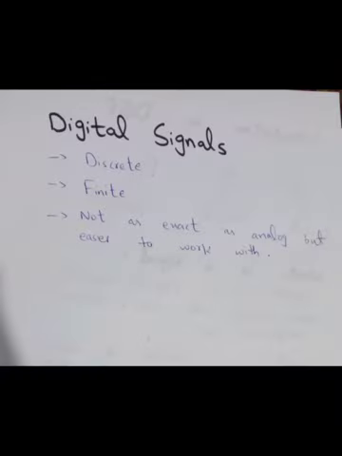Now let's come to the digital part. Why do we use digital signals in DSP? We use digital signals because they are discrete, they are finite. Finite means a limited set of values. Digital signals don't give us results as exact as analog, but they are easier to work with.